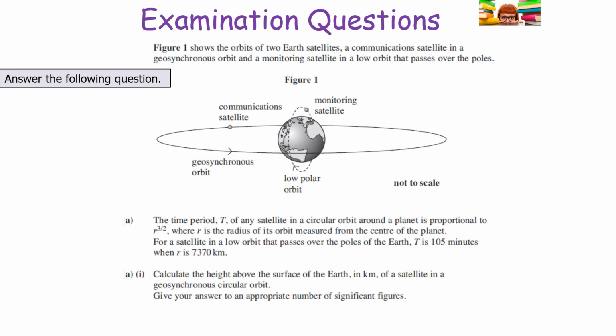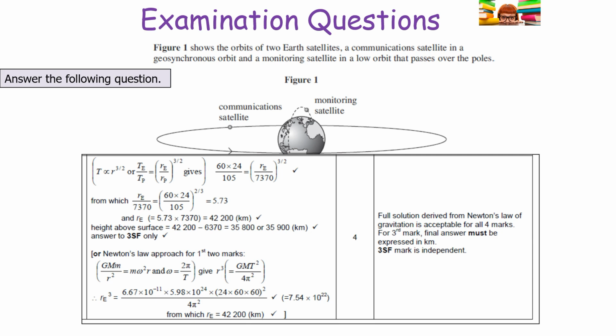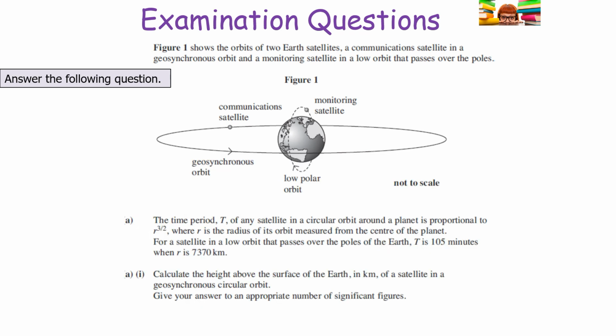As you can see in the previous question, it tells you what the value of r for the probe is going to be. So at that point, we can work out what our value is going to be, and we get our answer to be 42,200 kilometers. Then you subtract the radius of the Earth from that, because we're going from the height of the surface, not from the center of the planet, and therefore you get your answer to be 35,800 or 35,900 kilometers.